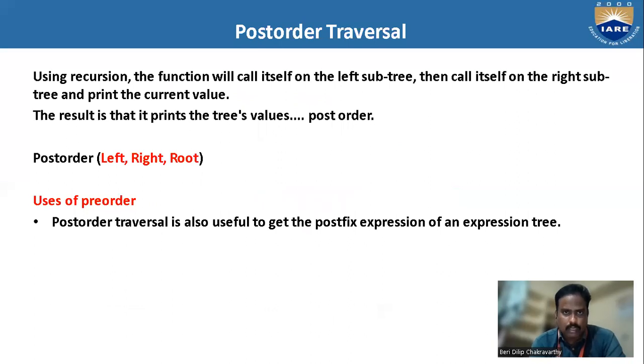Then the third traversal is post order traversal. Post order traversal means left, right, root. The root comes after the left subtree and right subtree. Here also we are implementing the same recursion. First we go to the left using recursion. The function calls itself on the left subtree, then calls itself on the right subtree, and finally we print the current value. So the result is that it prints the tree values in post order.